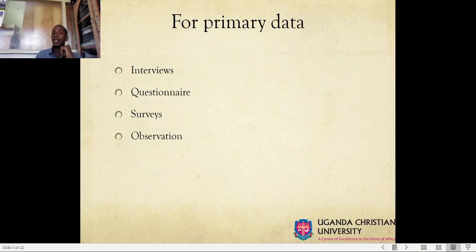Then we have observation. At times you collect data by just observing. You look at someone and you collect information. I can come and look at you when I'm collecting information. Actually, I'm trying to see how you're doing some things, how you're behaving, or how some things are happening. You can just observe and collect information, but while you're observing, you're guided by maybe an observation checklist. There are some things you want to find out in your observation, whether they're present or absent.